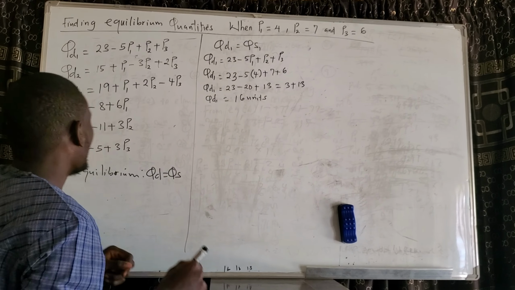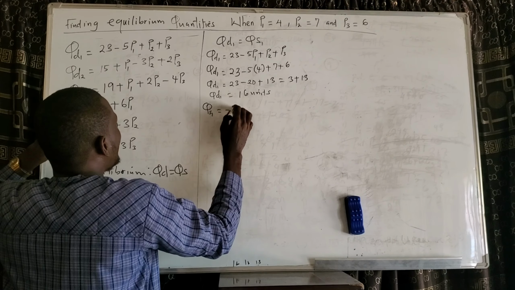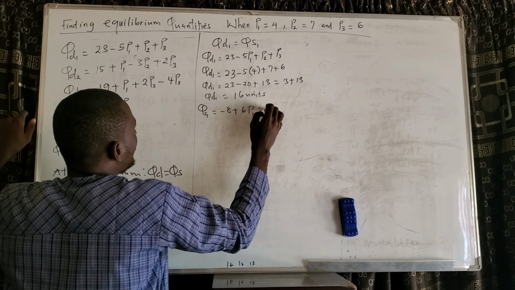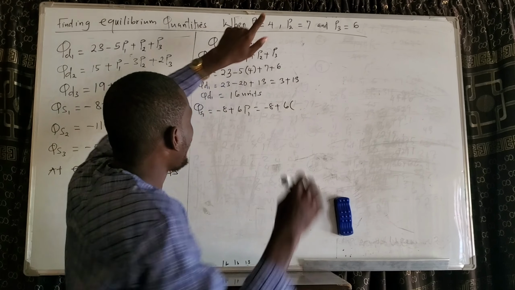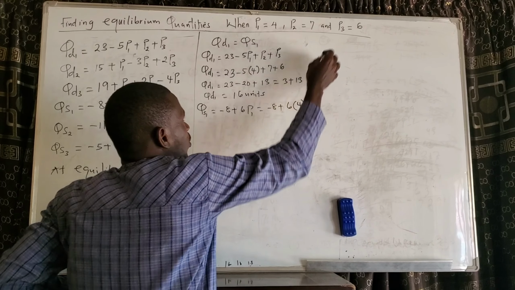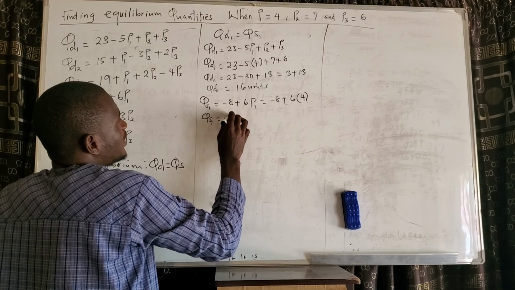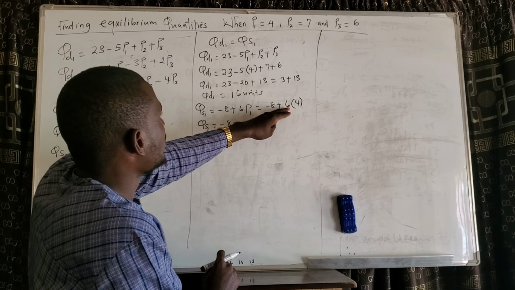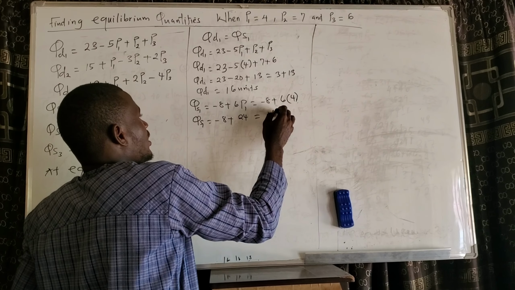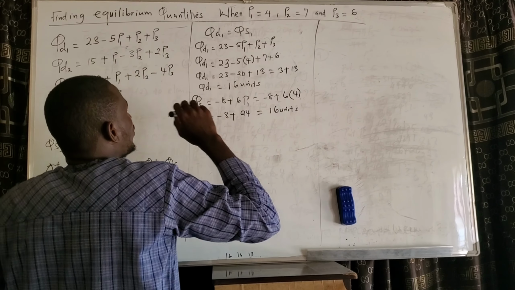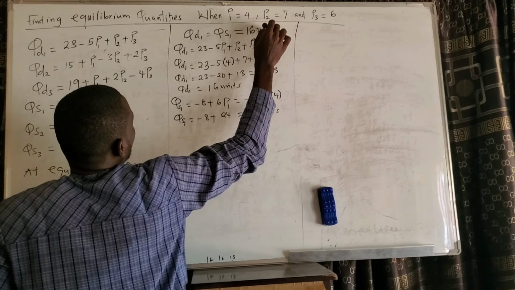It implies that if we do the same thing for QS1, which is equal to minus 8 plus 6P1, this is equal to minus 8 plus 6 into 4. So now this will give us QS1 is equal to minus 8 plus 6 times 4, which is 24. This will still give us 16 units. Then QD1, QS1 is equal to 16 units.